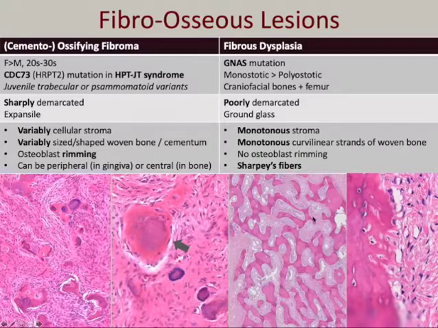Fibrous dysplasia tends to be more poorly demarcated ground glass, right, with very much more kind of monotonous stroma, monotonous curvilinear strands of bone, no osteoblast rimming, and the bone kind of ossifies right out of the stroma. So you don't really see many osteoblasts, but you do see these little spicules, called Sharpey's fibers at the end of the bony trabeculae.